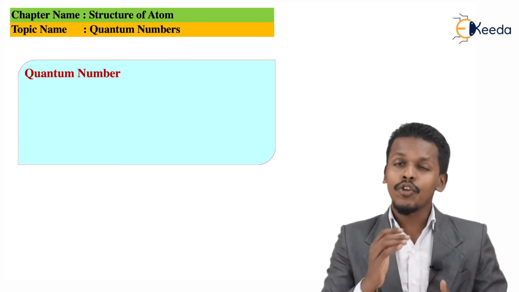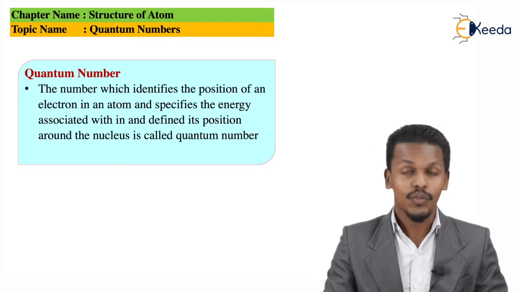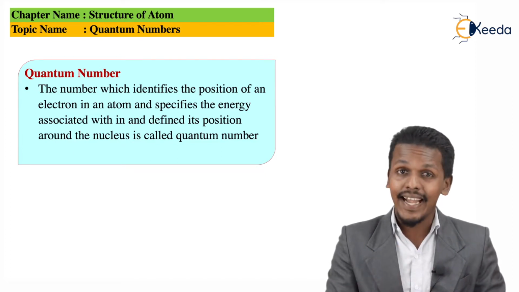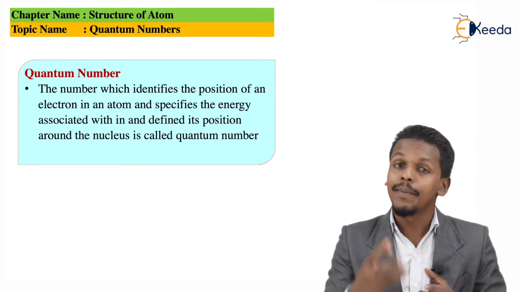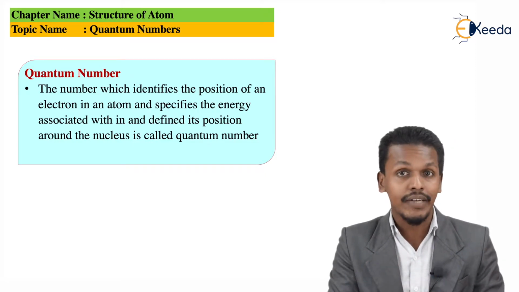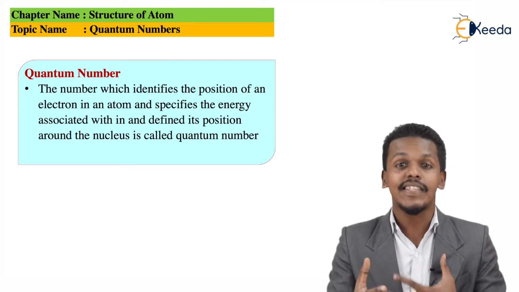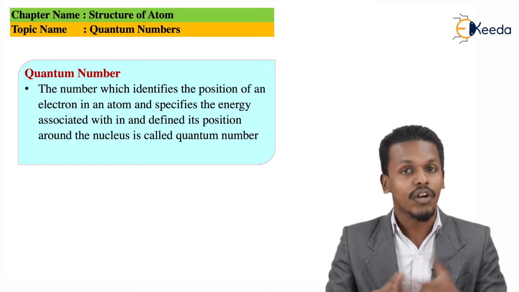So friends, in this topic, let me talk about the quantum numbers. What is the need of quantum numbers actually? Quantum numbers give us an idea about the electron, the position of the electron, the energy associated with it, as well as the electron around the nucleus. These are the details that can be given through the quantum numbers.